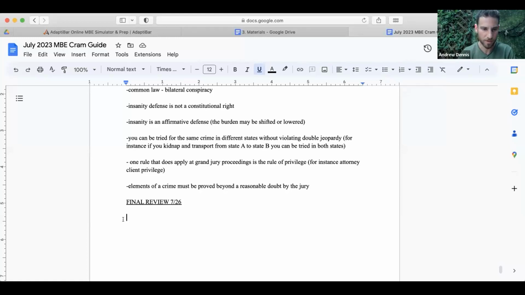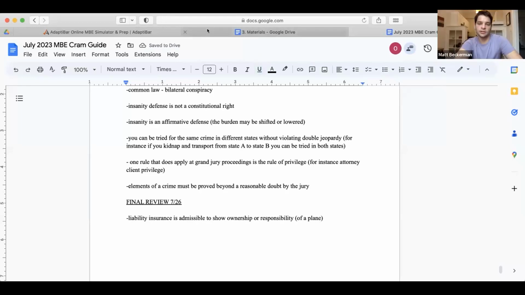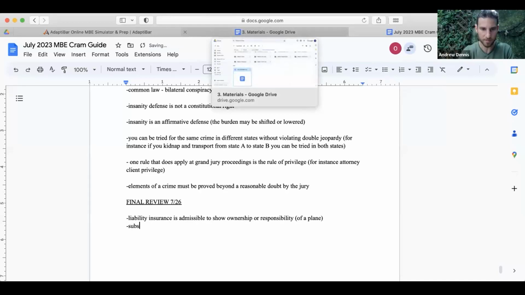Okay, so liability insurance is admissible to show ownership or responsibility, for instance, of a plane. You agree? Yeah, subsequent remedial measures as well. Subsequent remedial measures are admissible for ownership or control as well.